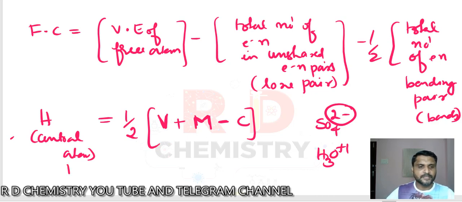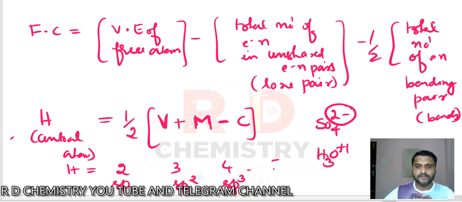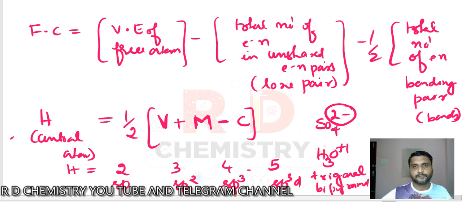Suppose you get this H value, it starts from 2, 3, 4 and goes on like this. If it is 2, it is sp; 3 is sp2 hybridized; and 4 is sp3 hybridized. If it is 5, sp3d hybridized, and it goes on, 6 is octahedral, sp3d2, all those things. Also remember sp is linear, sp2 is trigonal planar, sp3 is tetrahedral, and sp3d is trigonal bipyramidal.